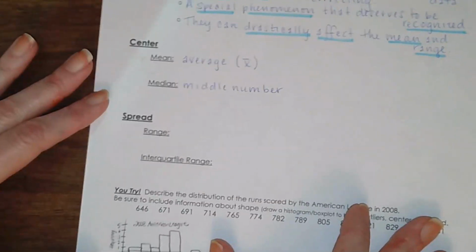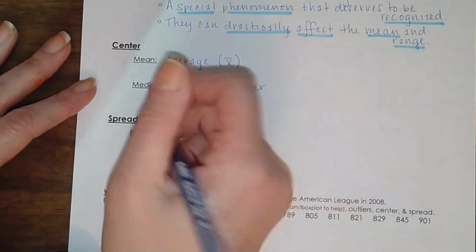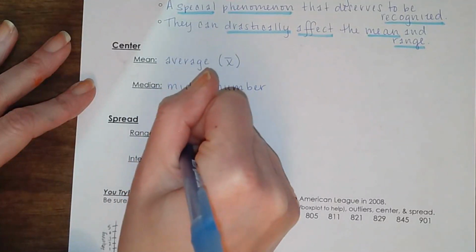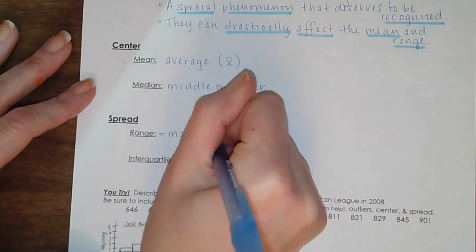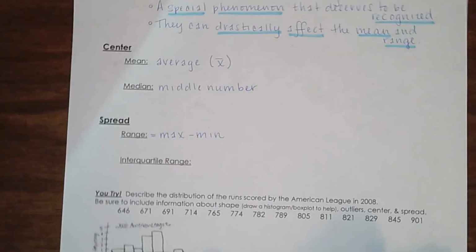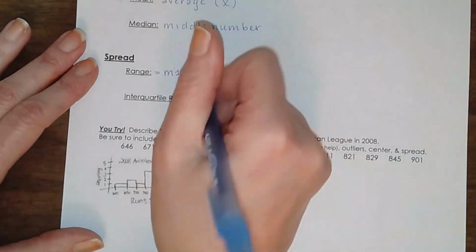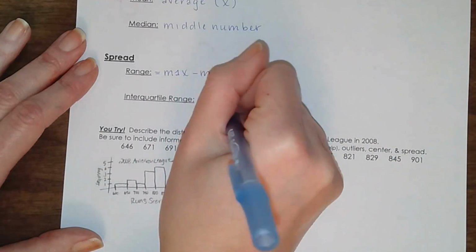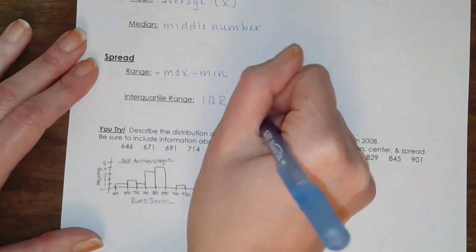Here we go. Spread. The formula for range is maximum minus minimum value. We learned IQR yesterday, which is interquartile range. It's Q3 minus Q1.